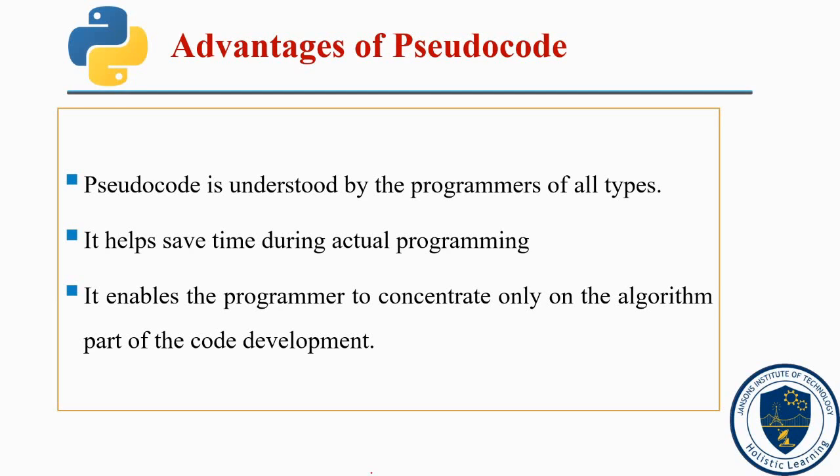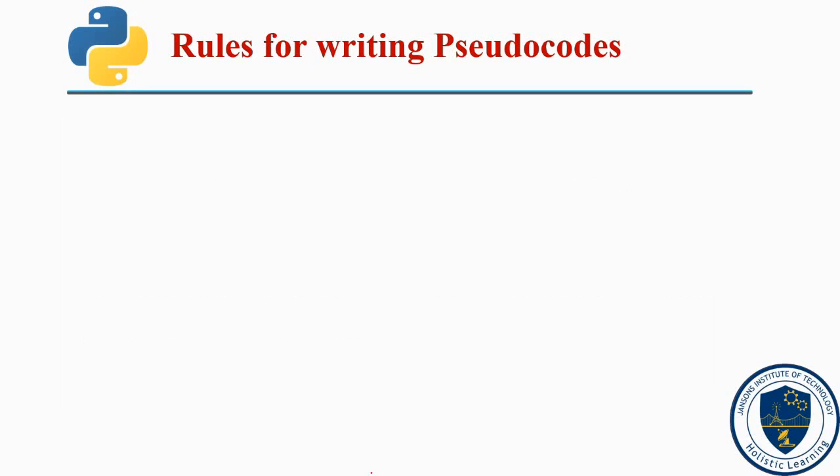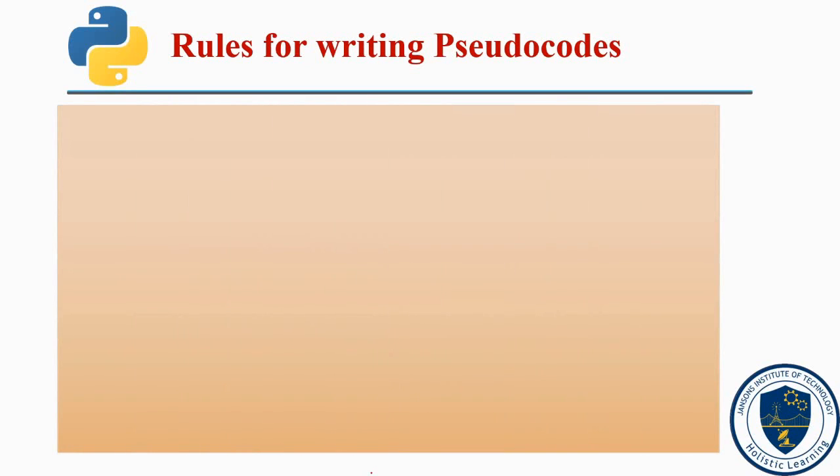Before writing pseudocode, it's very important to know its rules. Let's see to it. Rule number 1. Pseudocode must be written one statement per line. You can't exceed more than that, whereas when you write the algorithm, you can write more than one statement.